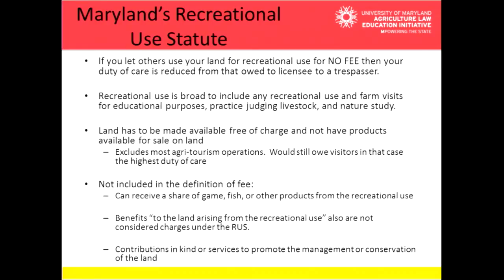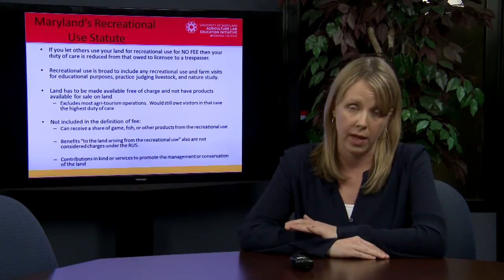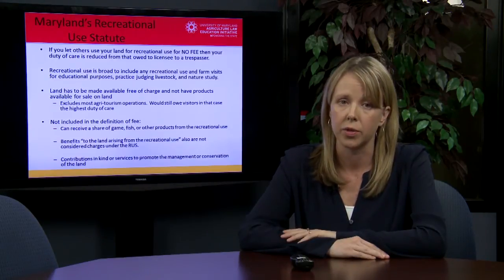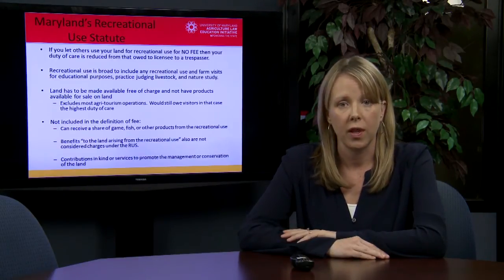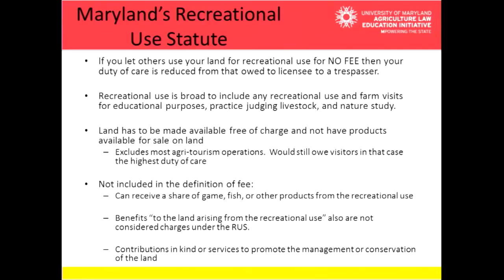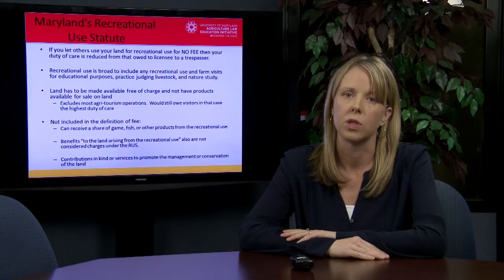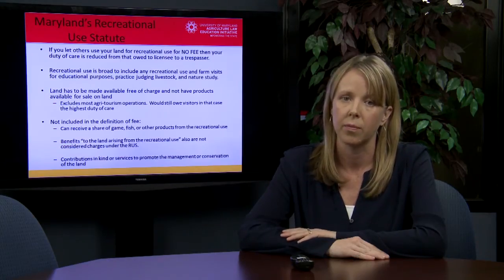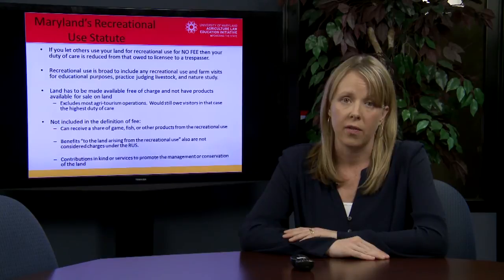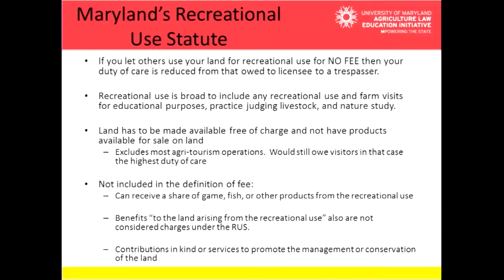So this is a great benefit because your duty of care is reduced all the way down to that of what you owe a trespasser, which is a very low duty of care. It's important that the land is made available free of charge and that there's no products for sale on the land. So this would exclude most agritourism operations, and a customer in an agritourism operation would still be owed the highest duty of care. Things that aren't included in the definition of a fee according to the statute are a share of game, fish, or other products, or a donation in kind.